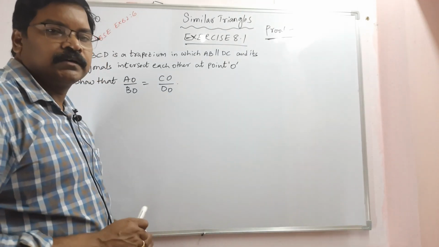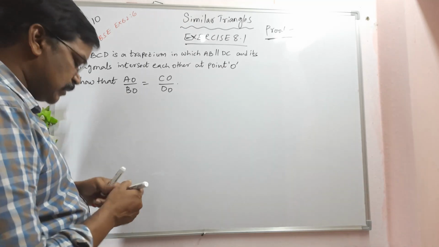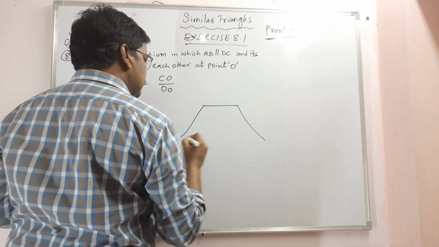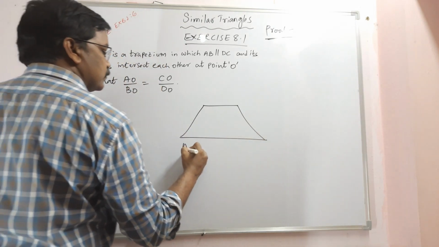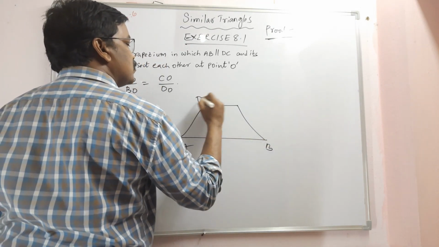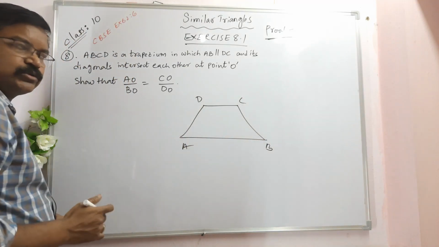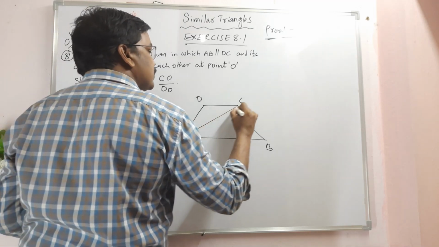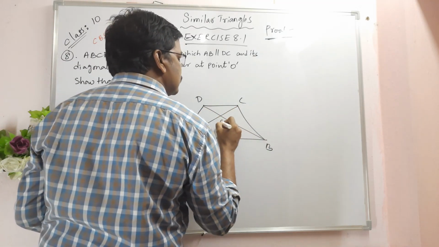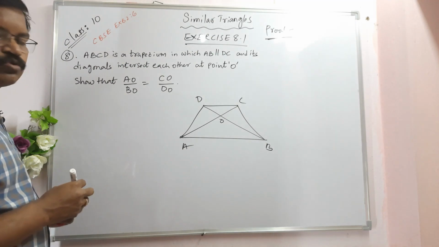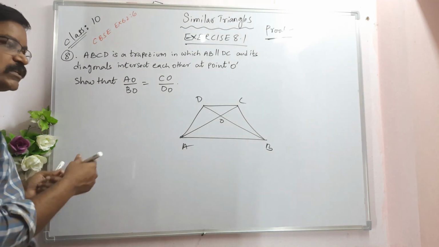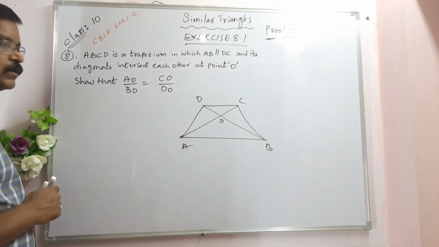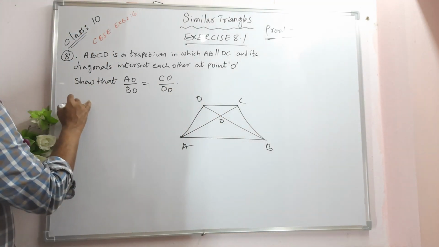Right. Coming to the eighth sum. ABCD is a trapezium in which AB is parallel to DC, and its diagonals intersect each other at O. Prove that AO by BO is equal to CO by DO. Right. Understand, students?